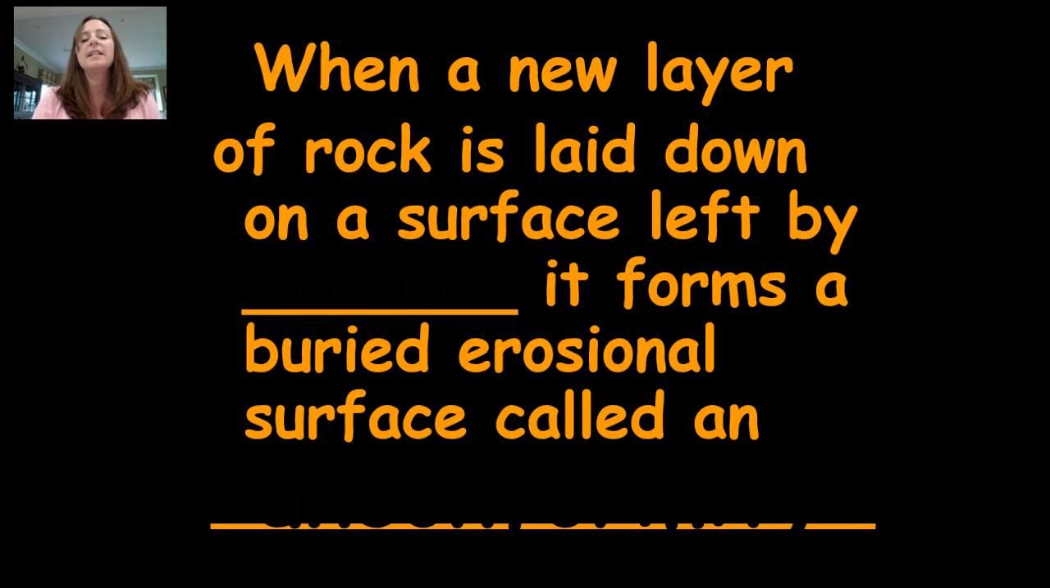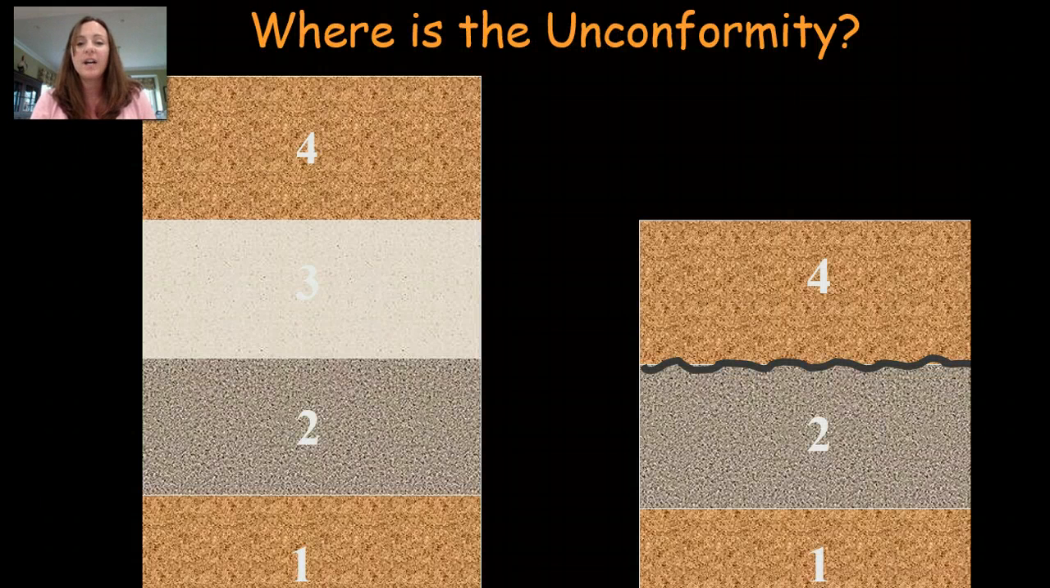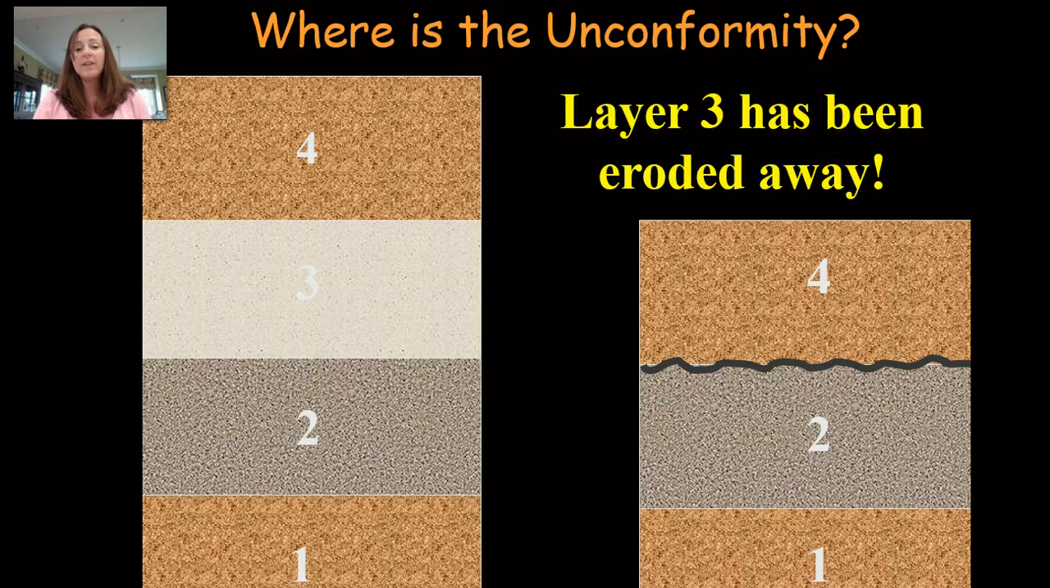When a new layer of rock is laid down on a surface left by erosion, it forms a buried erosional surface called an unconformity. Let's look at a diagram to show a visual of the unconformity. In these two diagrams, when we compare the one on the left with the one on the right, we see that the one over here has a squiggly line where layer 3 used to be. This indicates that the erosion process has wiped away layer 3. So a wavy line represents erosion, or we could also say it represents an unconformity.